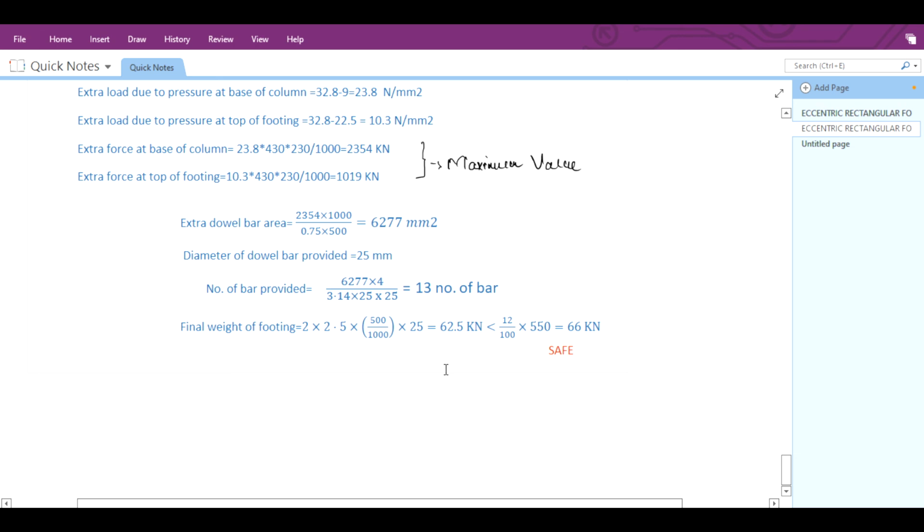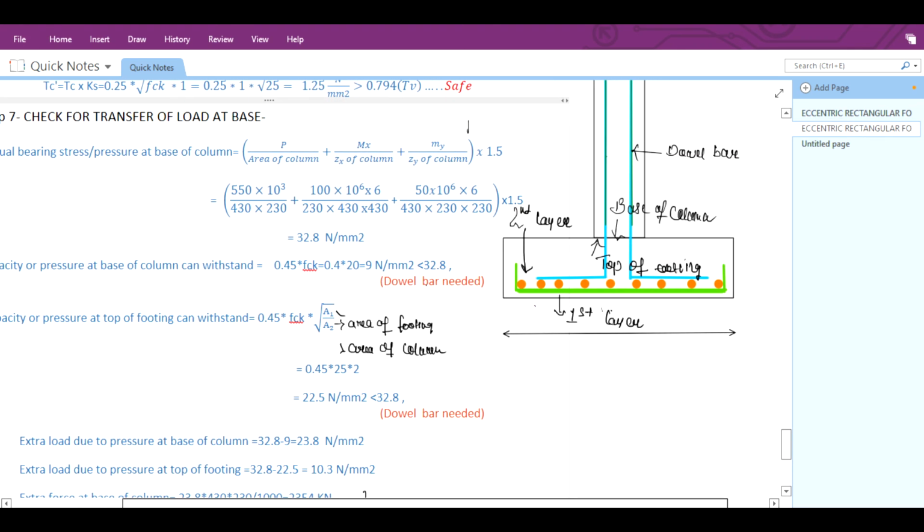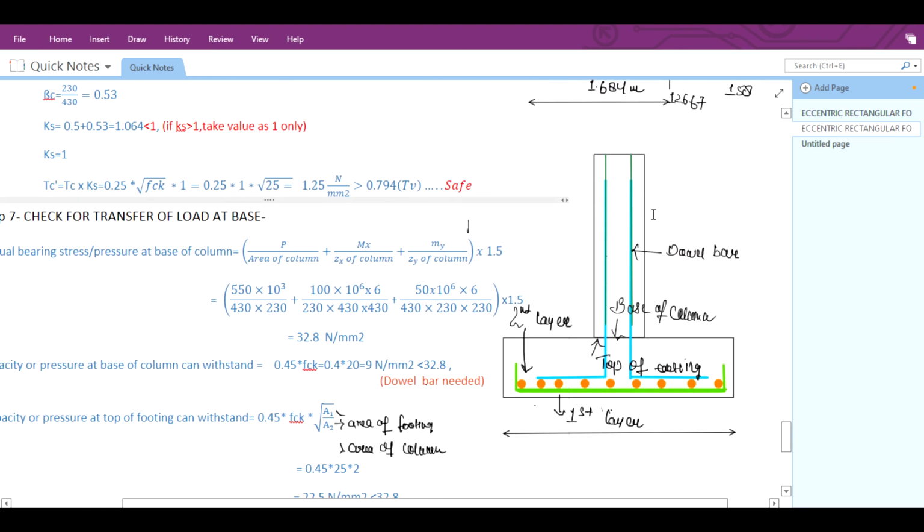Okay, that's why we have taken 12%, and now everything is okay, so we have to provide the bars. The green layer of bar is the bar that is placed parallel to the x direction, and the orange layer bar is the bar that is placed parallel to the y direction. This blue one is your dowel bar, and this black top one is your column bars that are coming. Okay, so you have to provide it in this shape.